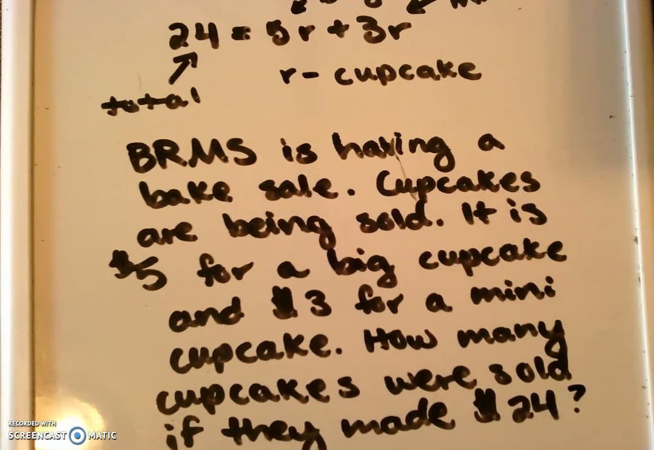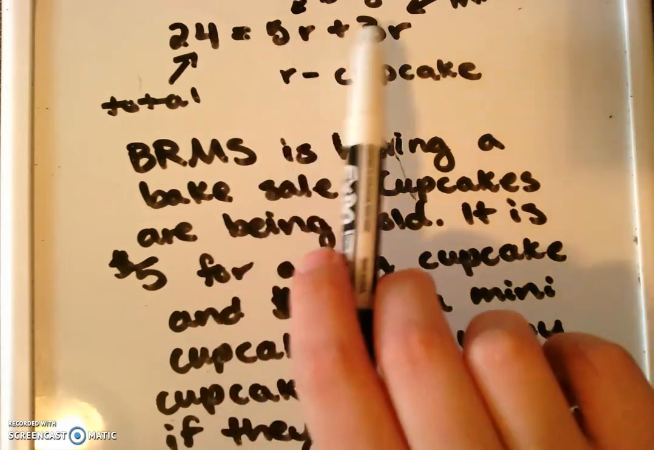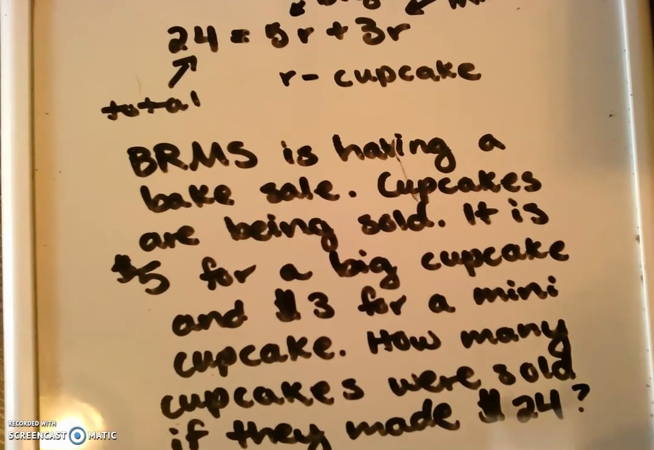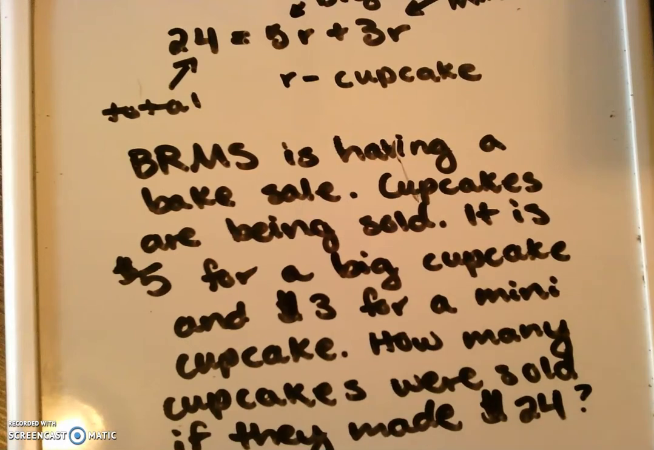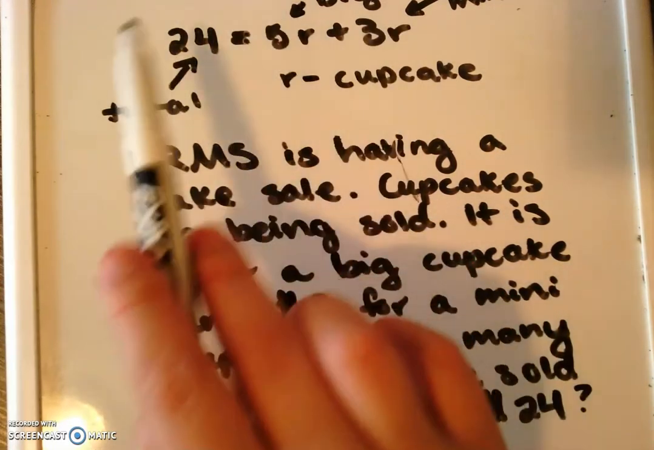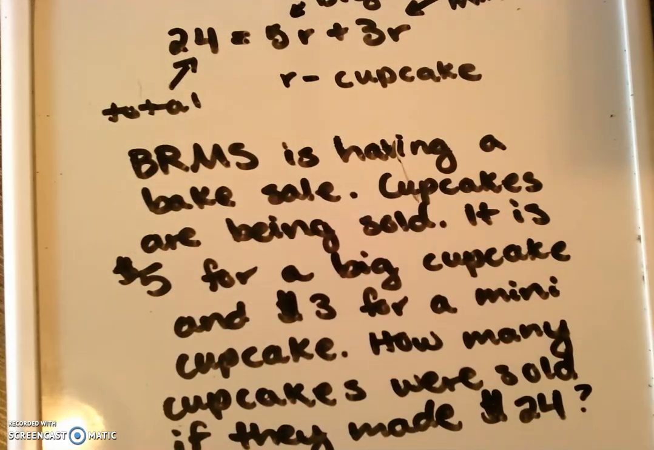Again, at the end, you need to make sure you have everything. So I have a 5 and a 3 for my 5R and my 3R. And then I have my 24 for my total. And I have my question. How many cupcakes were sold? Once you write the equation, you're going to go through and solve it like normal. So you're going to start from there and solve and figure out what R equals. So that's how you're going to write these practical problems. Using those two-step equations are going to be the easiest thing for you guys.